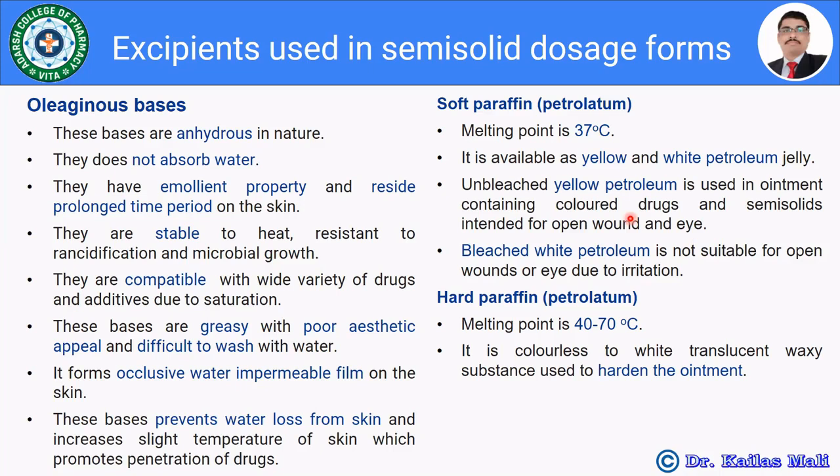And yellow petroleum jelly is used in ointment containing the colored drugs and the semi-solids intended for open wound and eye. It is not possible to use the bleached form of petroleum for the open wound and the eyes because of irritation or the toxicity produced by the impurities which are present in the white petroleum jelly.